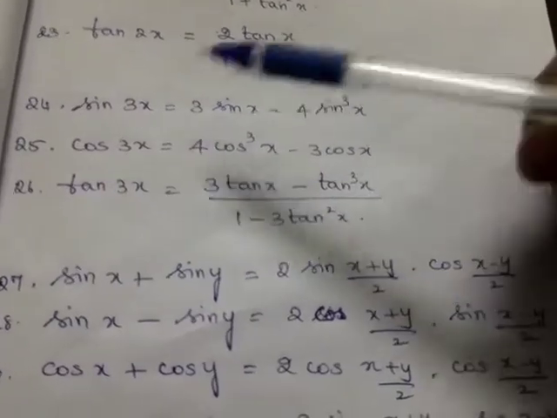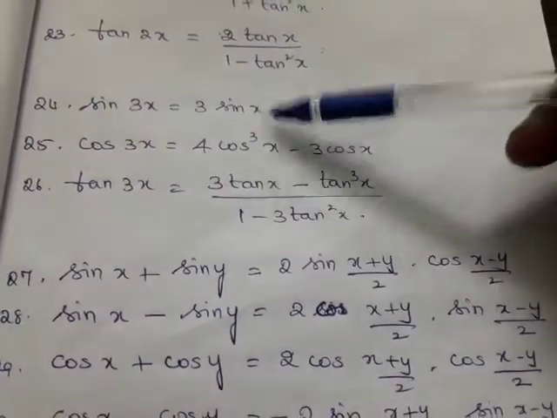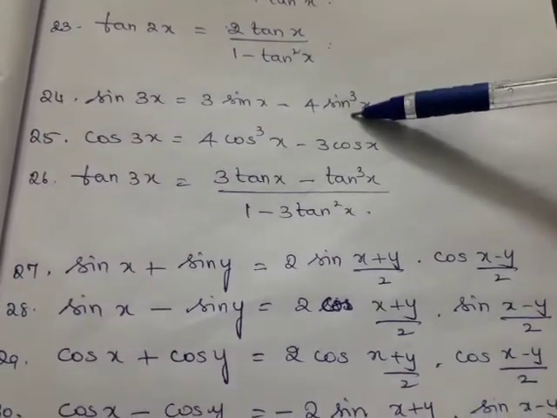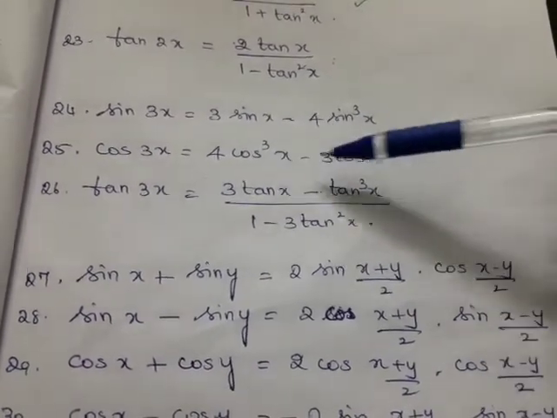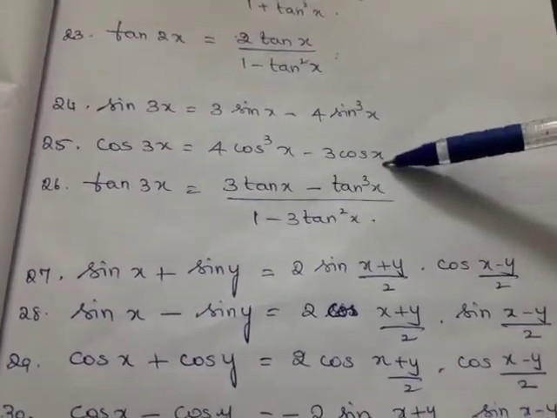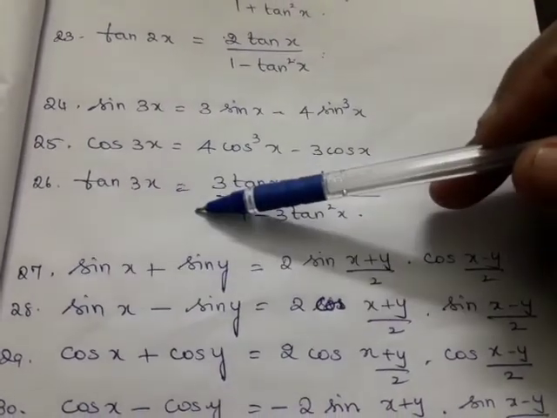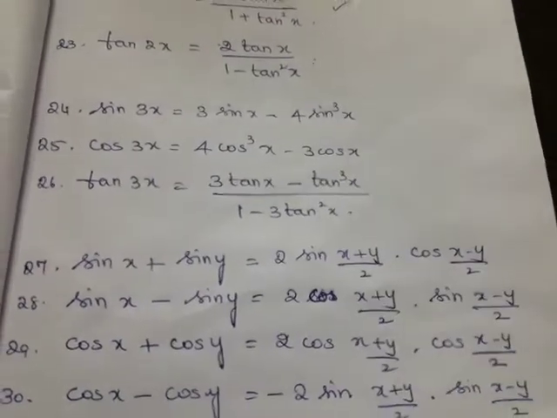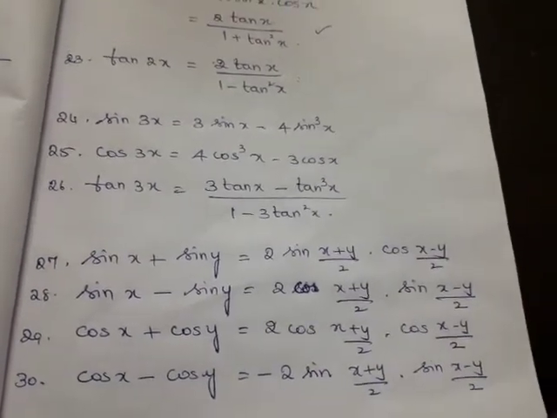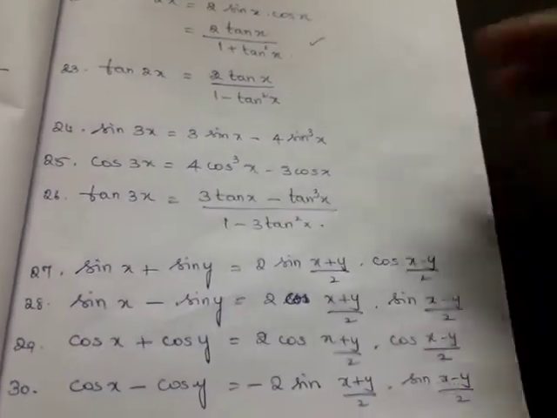Next, let us see the triple angle. Sin 3x is 3 sin x minus 4 sin cube x. When it comes to cos, you have to write it the reverse way: 4 cos cube x minus 3 cos x. For tan 3x, it is (3 tan x minus tan cube x) divided by (1 minus 3 tan square x). It's similar to the 2x formula.